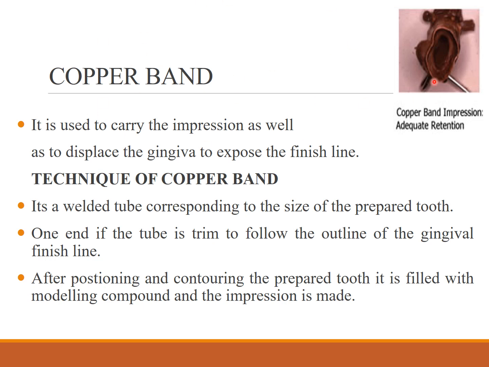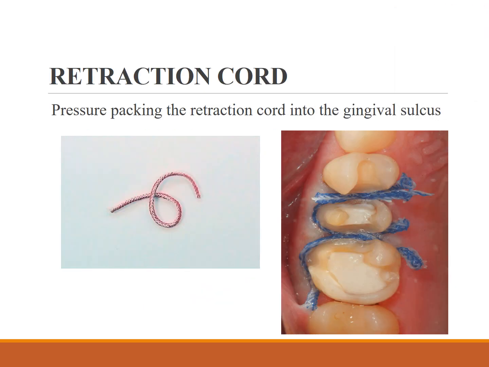First is the copper band. It is used to carry the impression as well as displace the gingiva to expose the finish line. Technique of copper band is to select a tube corresponding to the size of the prepared tooth. One end of the tube is trimmed to follow the outline of the gingival finish line. After positioning and contouring the prepared tube, it is filled with modeling compound and the impression is made.